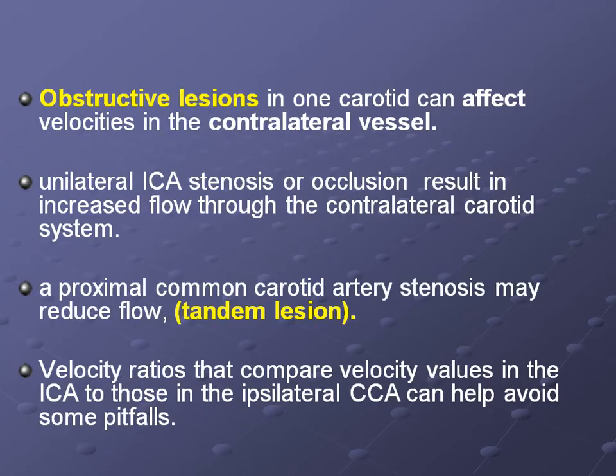Obstructive lesions in one carotid can affect the velocity in the contralateral vessel, like we said, okay? Proximal common carotid artery stenosis may reduce the flow, like tandem lesions, vague lesions, ill-defined lesions, okay? يعني البليك على الأوريجين مال common carotid, proximal common carotid artery. There will be reduced flow in the common carotid and in the external and internal. The whole thing will reduce the flow, okay?